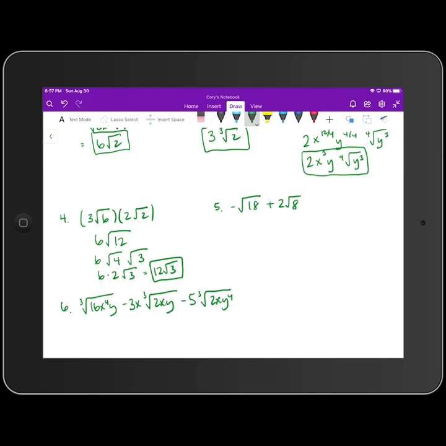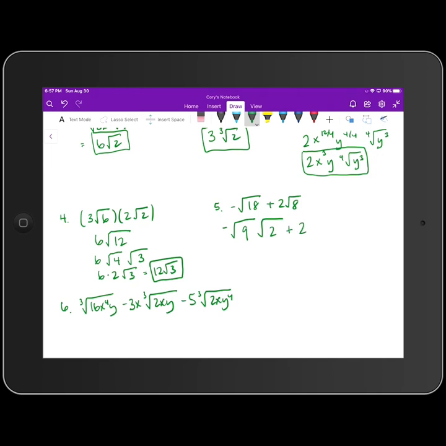All right, for 5, we have the square root of negative the square root of 18 plus 2 rad 8. Okay, and I want to go through and simplify this. So we have negative. I want to break the square root of 18 up into factors that are perfect squares and factors that are not. So the largest perfect square factor of 18 is 9. And then our leftover factor is 2.